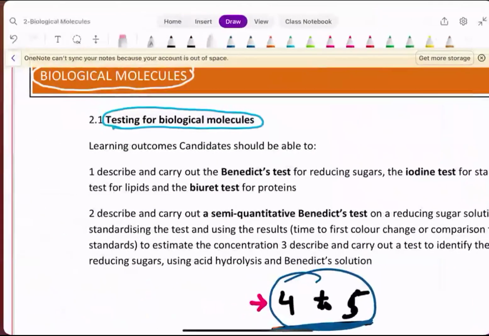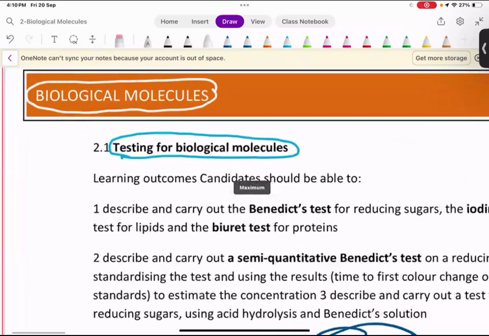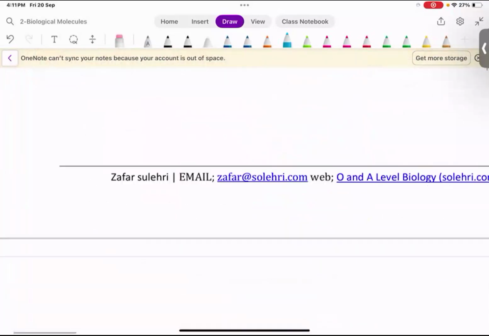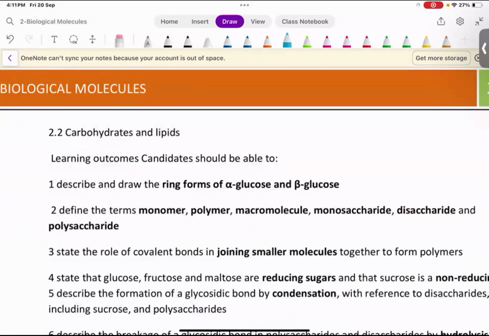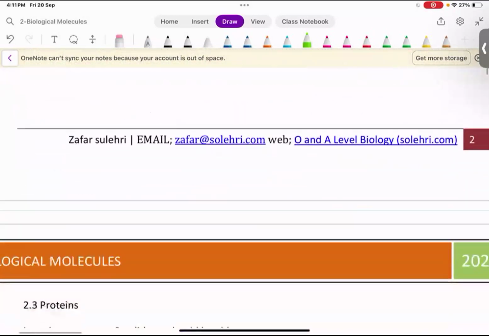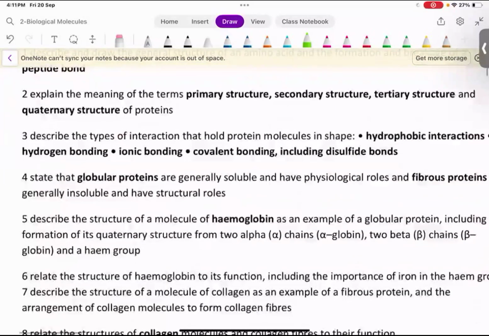Our topic today is this new chapter. We are starting this new chapter, biological molecules. In this chapter, we have to discuss the food test. This is topic number 1, testing for biological molecules. And then we have carbohydrates and lipids in our syllabus. And we have 2 more molecules, proteins and water.